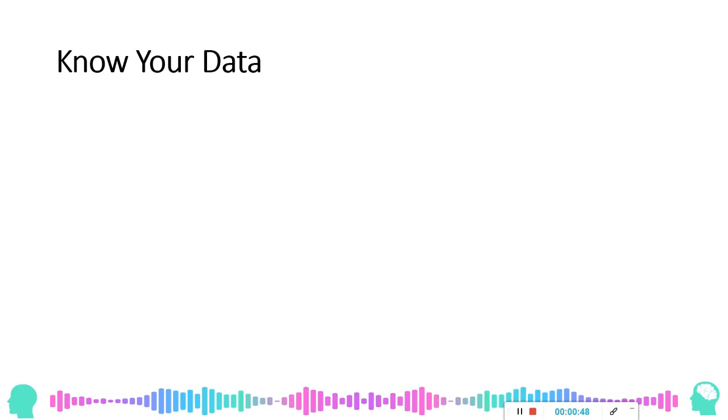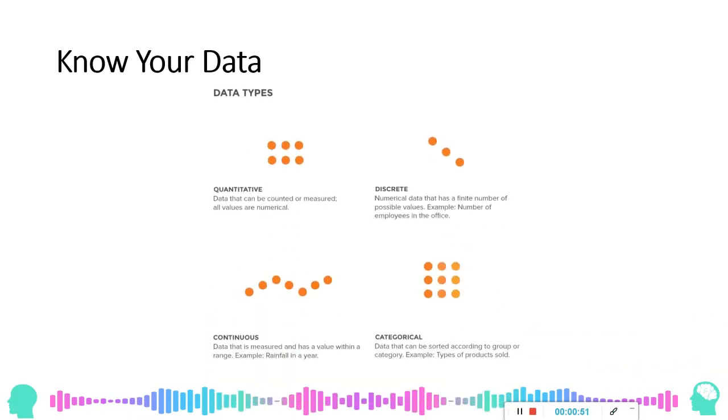Basically, different types of data have different charts. So what types of data do you have? You can have quantitative data, qualitative data, discrete, continuous, or categorical. Categorical can be nominal or ordinal. These types of data lead to different types of charts.